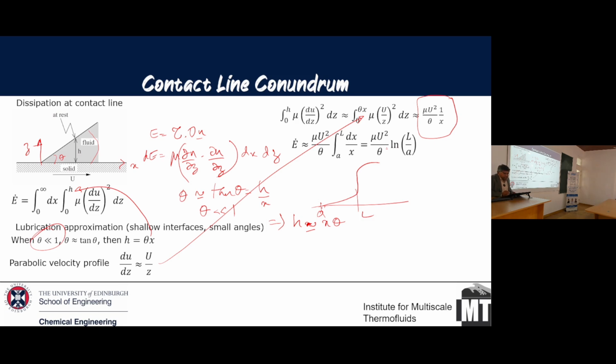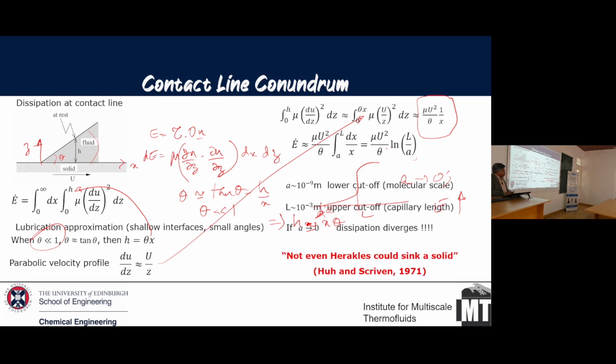Okay, and rather than going from 0, I would just say at any A here. So A to L. If A goes to 0, when you approach the contact line, what do you get? Energy becomes infinity. Okay, so that is the main contact line instability problem. Based on the energy, you'll have a contact line conundrum, which is basically saying that you cannot move anything. If you have a droplet sitting on a surface, the so-called physics here says that you cannot do anything. That's why there was this big statement which says that not even Hercules could sink a solid.